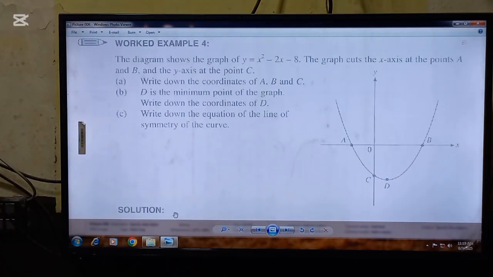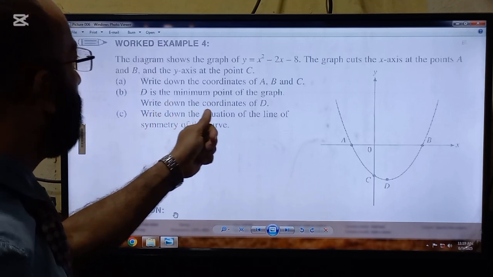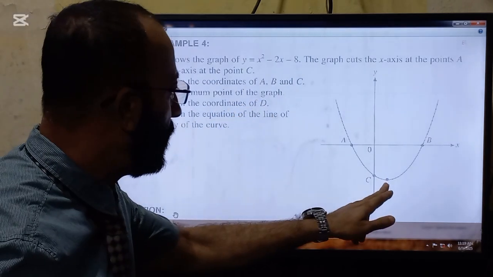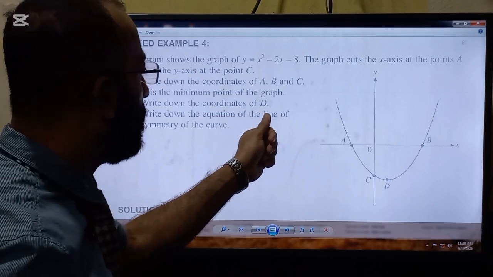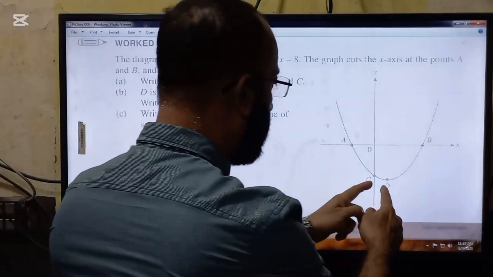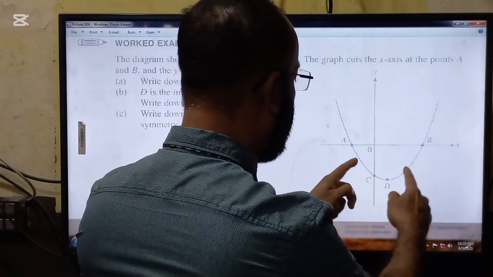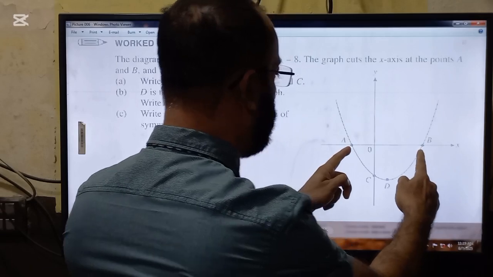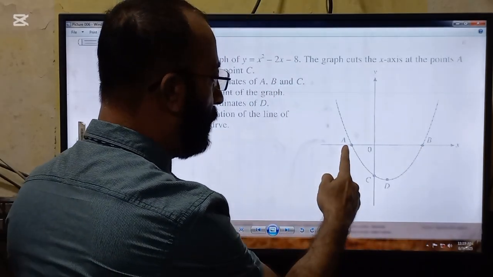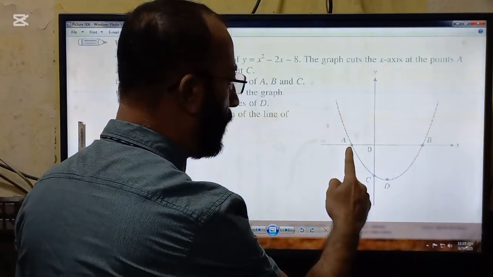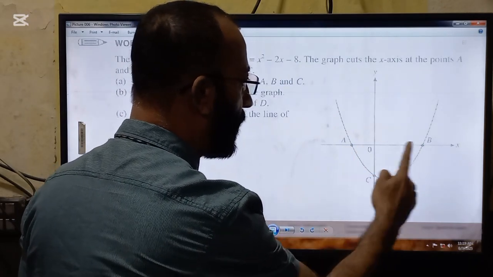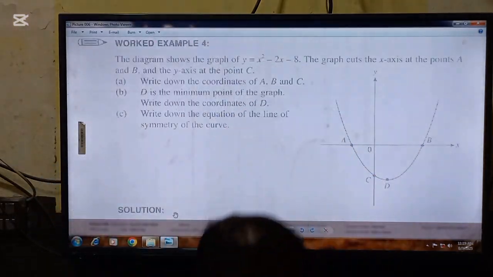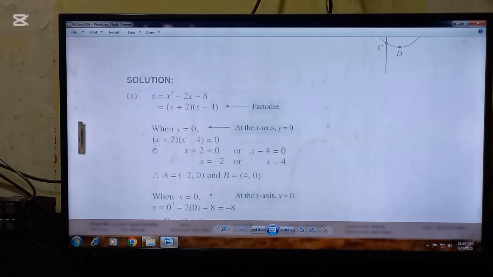Next part is D is the minimum point of the graph. So look now, this is the minimum point of the graph. Write down the coordinates of D. Because this is the minimum point, this is actually the midpoint of these 2 points. So we have the points A and B now. So we will find the midpoint of A and B. The x coordinates we have solved.